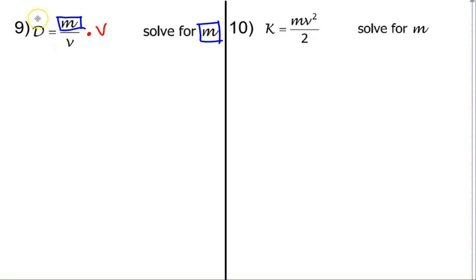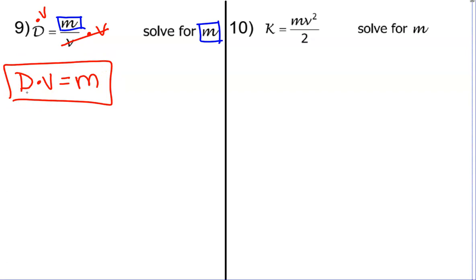Again, we do it to one side, we've got to do it to the other side. So here, I've done the opposite. It cancels out. I'm left with d times v is equal to m. M is by itself, nothing else I can do.